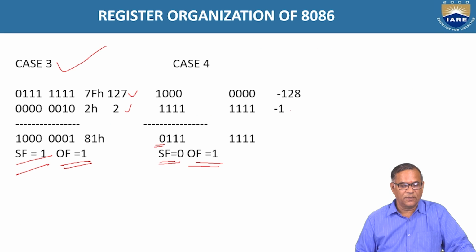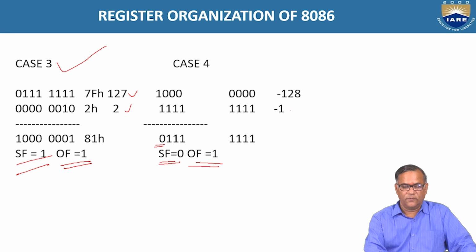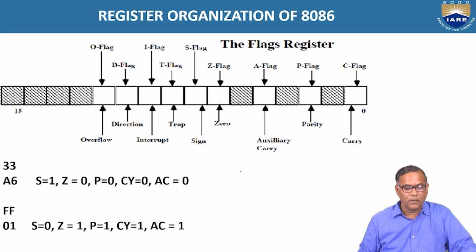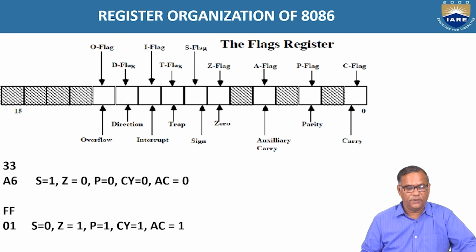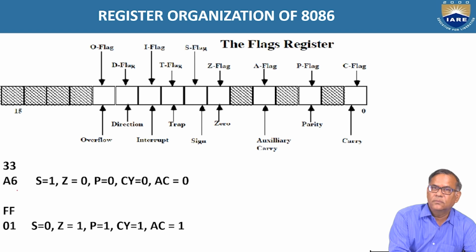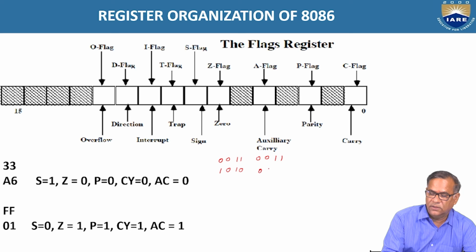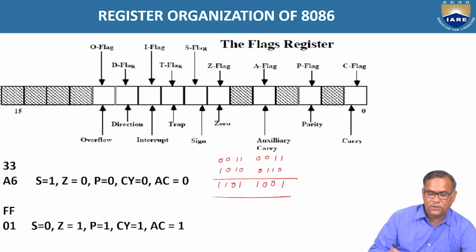Now let us see a few more examples. This one we have already discussed just now. Now here, 33 with A6. If you are doing the addition, then what is 33? 33 is 0011, then 0011, and A6. A is 10, which is nothing but 1010, and 6 is 0110. So if you are adding, 1 1 is 0, 1 1 is 0, and so on. So this is the result.